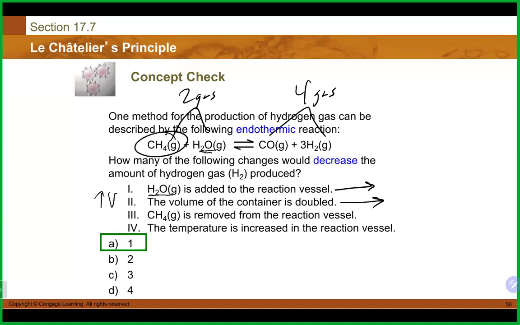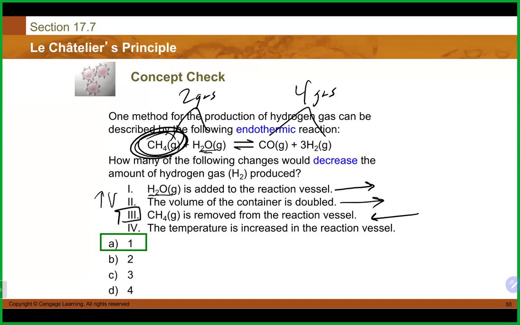CH4 is removed. CH4 is a reactant. That's going to cause us to have more products than reactants. It's going to shift towards the side where we made a hole to fill it, and that will actually go to the left. That right there is the one thing that will decrease the amount of H2 because it's going to the left-hand side.